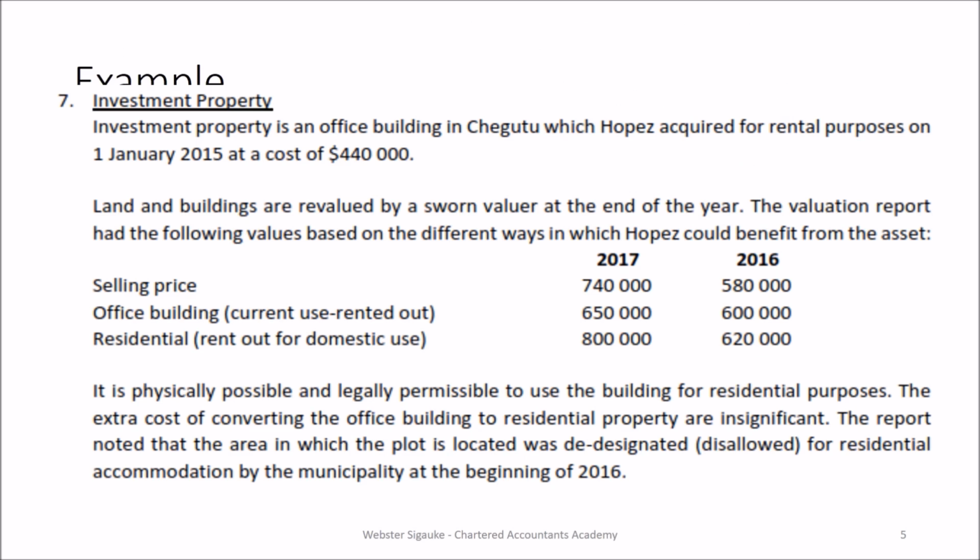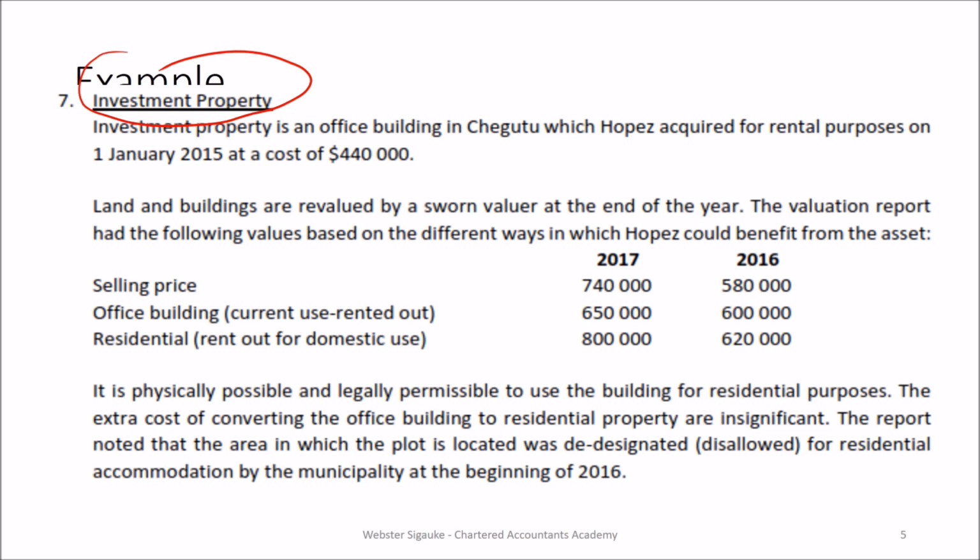So this is an example which is coming from a 2016 paper for level 2, which has got this investment property. So it says investment property is an office building which is in Chegutu, which Hoppers acquired for rental purposes on 1 January 2015 at a cost of 440,000. So the subsequent measurement policy which is being applied by Hoppers is they want to measure this investment property at fair value. So we need to determine the fair value at the end of the year so that we do the fair value adjustment.